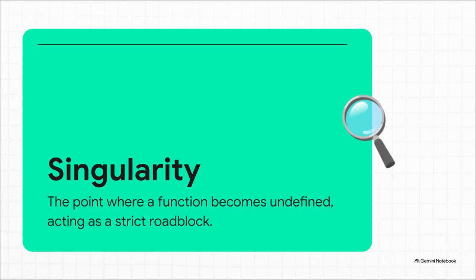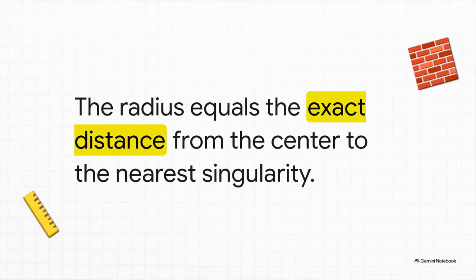Look back at our original function, 1 over x plus 2. What happens if you plug in -2? You get 1 divided by 0. The universe explodes. At x equals -2, our function hits a solid, impenetrable, undefined brick wall. And here is the golden rule of power series. The rule that explains literally everything we've seen today. The radius of convergence is always exactly equal to the distance from your chosen center to the nearest singularity. That singularity acts as a strict physical roadblock to our campfire's light. The light simply cannot pass.